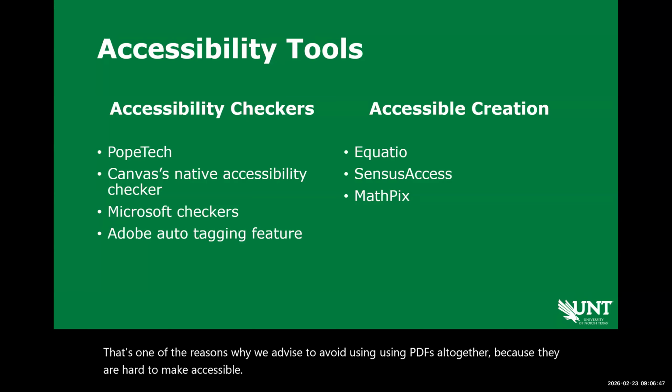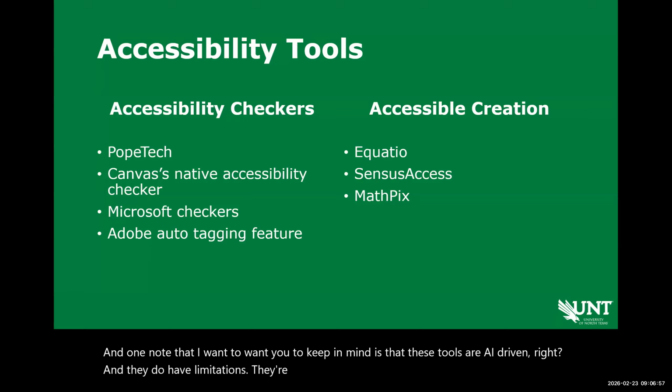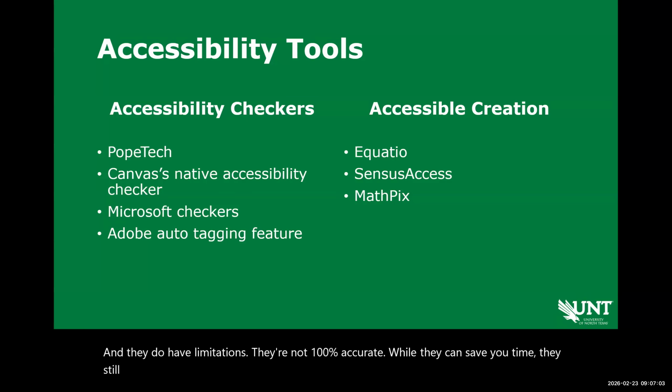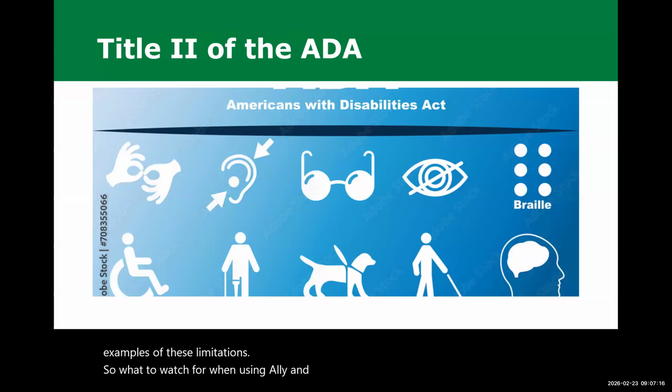One note that I want you to keep in mind is that these tools are AI driven, right? And they do have limitations. They're not 100% accurate. While they can save you time, they still require knowledgeable human evaluation. Later in the presentation, we'll look at some examples of these limitations so you know what to watch for when using Ally and similar accessibility checkers.